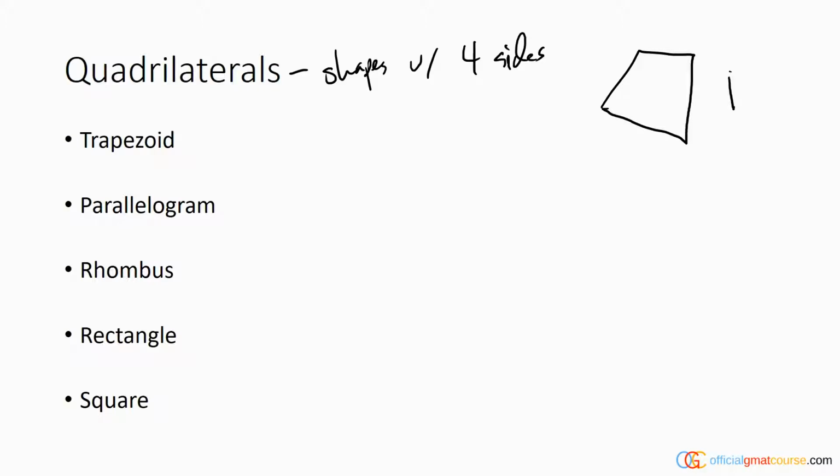It could be a perfect shape like a square. These are both examples of quadrilaterals. And we don't know anything about the angles, we don't know anything about the sides when we hear the word quadrilateral.